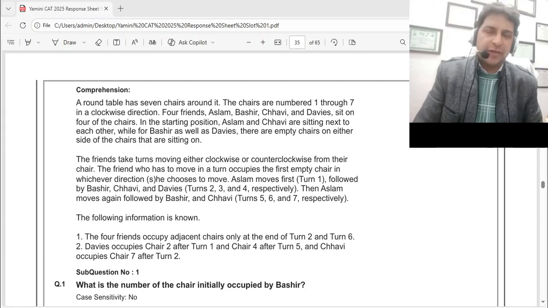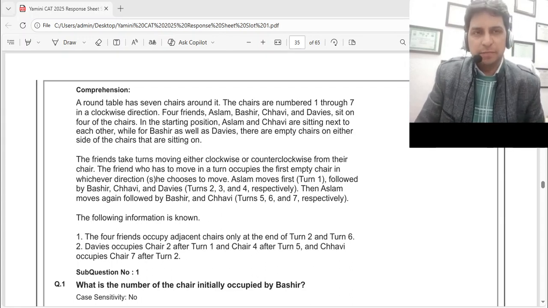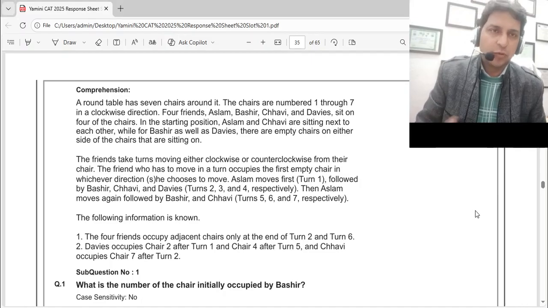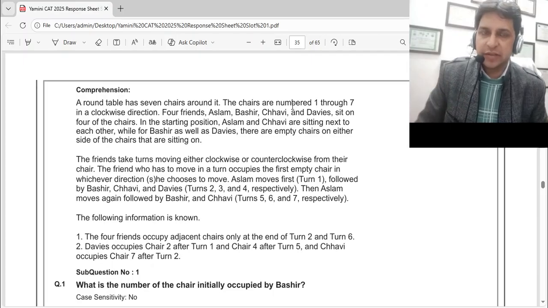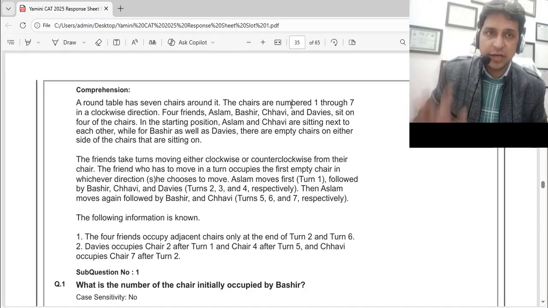CAT 2025 LRDI slot 1. The first puzzle which we have, that's on the round table puzzle actually. As we always say in the CAT, as soon as we read the information, we're going to write it, so we don't need to read it again. So we're going to read it and we're going to make the arrangement right away.